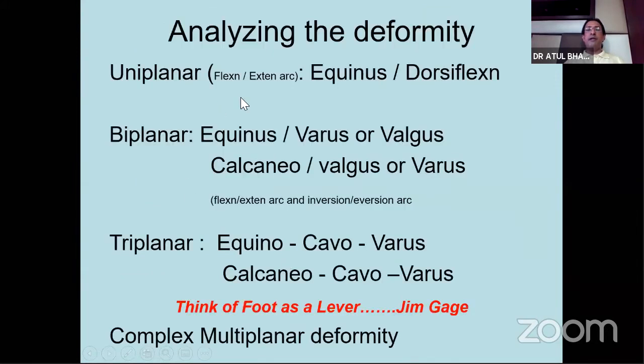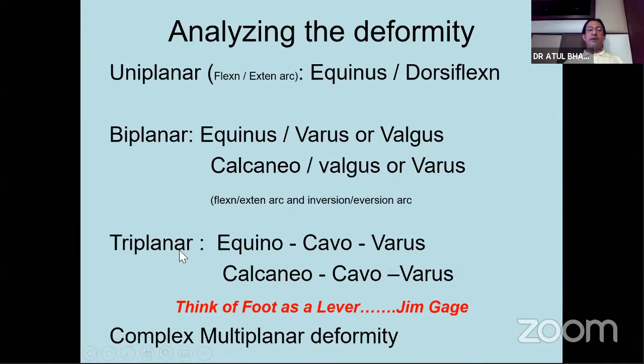So in summary, when you analyze a foot deformity, you must know whether this deformity is uniplanar, whether it's equinus or dorsiflexion, whether it's biplanar. So whether equinus with either varus or valgus, or calcaneus with varus or valgus. In the exam, the commonest deformity you get is equinovarus. Very rarely you get equinovalgus.